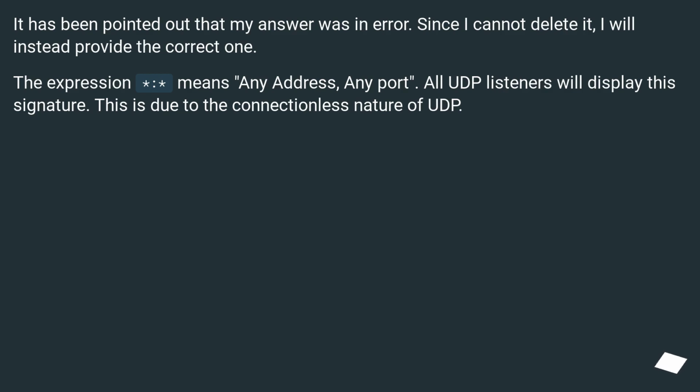It has been pointed out that my answer was in error. Since I cannot delete it, I will instead provide the correct one. The expression *:* means any address, any port. All UDP listeners will display this signature. This is due to the connectionless nature of UDP.